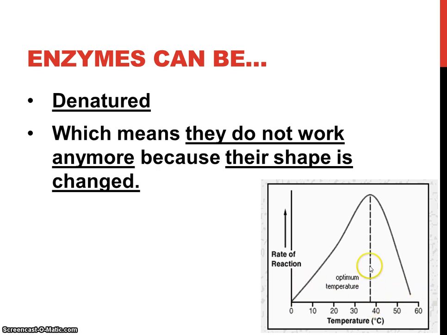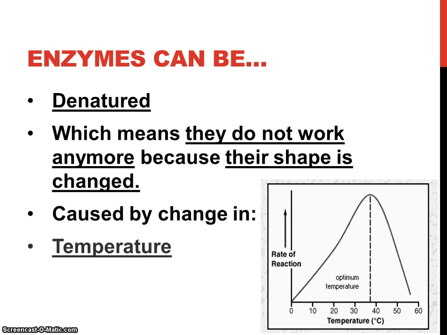But if you look right at about 38 degrees Celsius, there's a whole lot of reaction going on there. The rate is really high. So the optimum temperature for this particular enzyme would be 38. So if it's not 38, if it's like 10 degrees or 55 degrees or even 20 degrees, it's not going to work as well. It's because its shape is going to be changed. So this is due to a change in temperature.